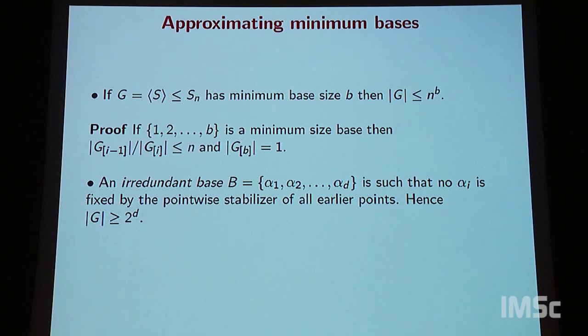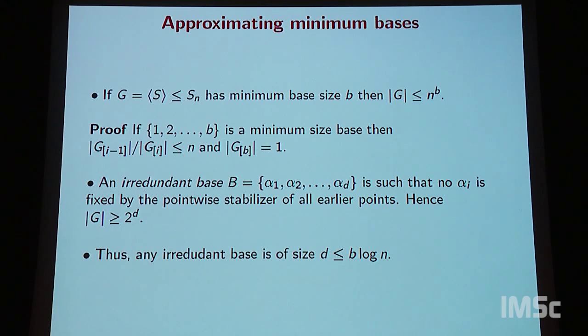An irredundant base is such that I start fixing the points alpha 1 to alpha d in sequence. I first fix alpha 1, my group shrinks. I then fix alpha 2, my group shrinks. The base alpha 1 to alpha d is a base because by the time I fix all the points, the group shrinks to identity. And every time I fix a point, the group must shrink by a factor. Then it's an irredundant base. Otherwise, I can drop some of the points in this list. So because it's an irredundant base, my group is shrinking by a factor of at least 2 every time. Cardinality of G is at least 2 to the power d, where d is the size of the irredundant base.